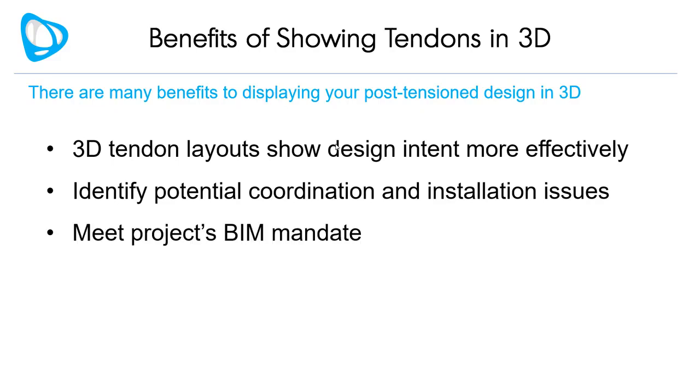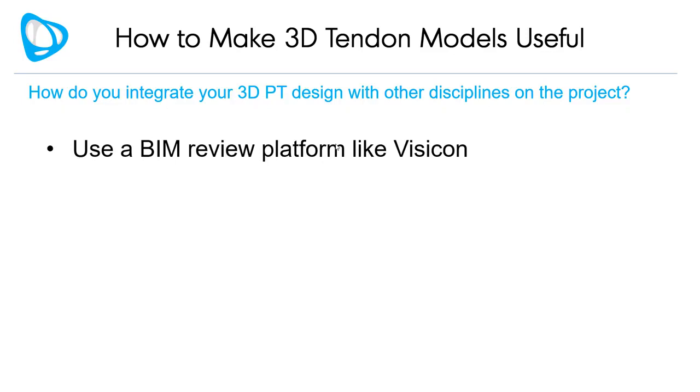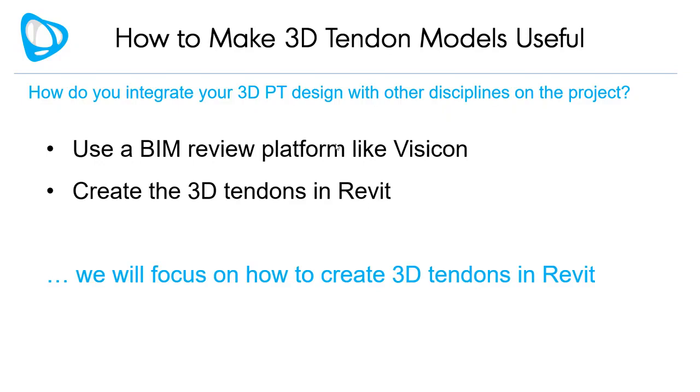And having access to your PT design in 3D lets you meet the new BIM mandates that are standard for many projects. Design software already render tendons in 3D, but the big question is, how do they make those models useful? To be useful, you have to be able to integrate them with other disciplines on the project. One option is to use BIM review platforms like Visicon to create federated coordination models or create the 3D tendons in Revit. In this video, we will focus on how to create 3D tendons in Revit.